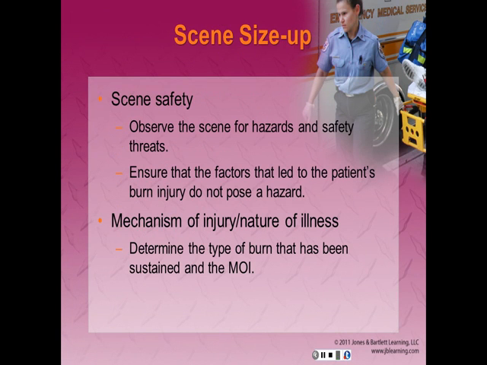Scene safety. We need to observe the scene for hazards and threats to the safety of you and your crew, bystanders, and your patient. Ensure that the factors that led to the patient's burn injury do not pose a hazard for you and your crew. Evaluate the mechanism or nature. Attempt to determine the type of burn that has been sustained and the mechanism. Assess the scene for environmental hazards, determine your number of patients, and call for additional resources early. Consider the potential for spinal injuries, inhalation, and other types of injuries.